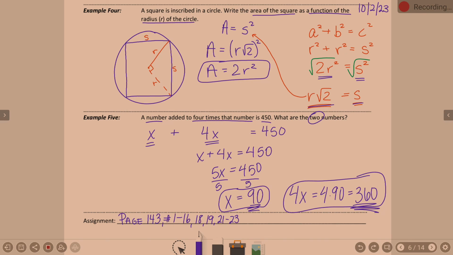Okay. Your homework that goes with this is 1 through 16, 18, 19, and 21 to 23 in lesson 1-7, which is page 143. You have some work time. Okay. I'll be available to help. We may have to confer on equations that we don't remember, right?